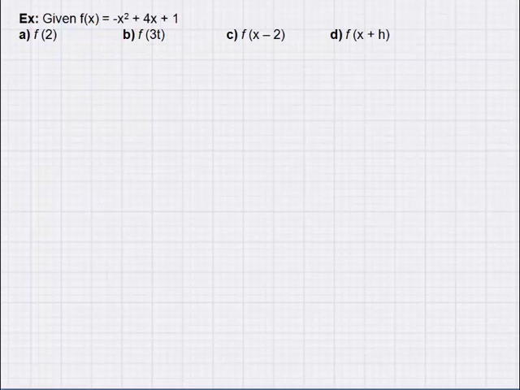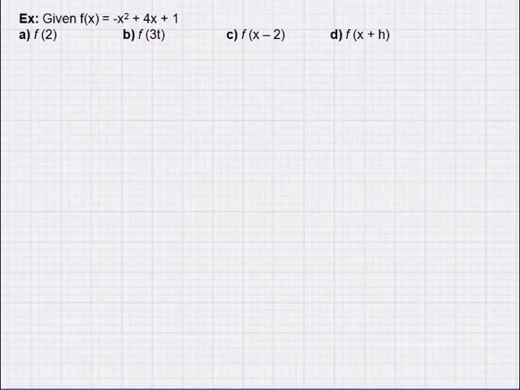The next thing we have to do is learn to evaluate a function. So here's a particular function, f of x, and f of x equals negative x squared plus 4x plus 1. Now, I don't have to check to see is this a function. Given that it's written in function notation, I know it's a function. So the next thing I want to do is evaluate that function. I want to plug something into this function and figure out what the answer is.